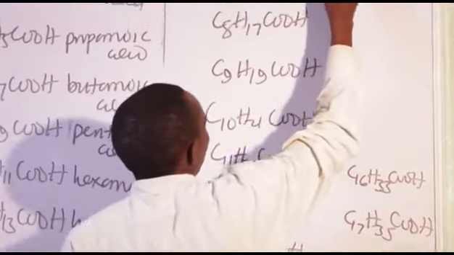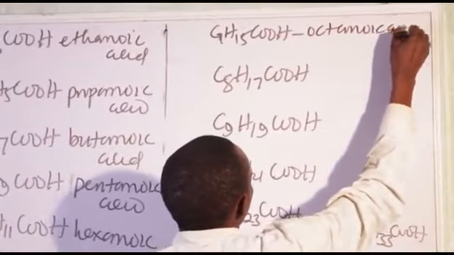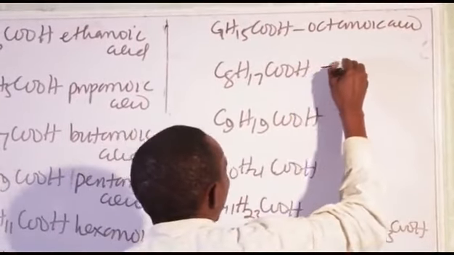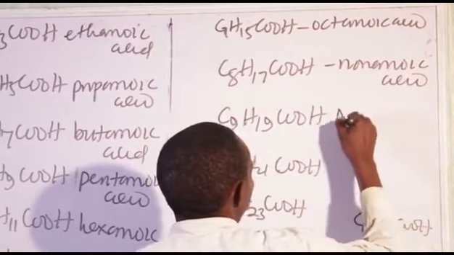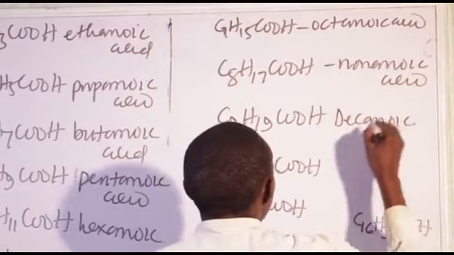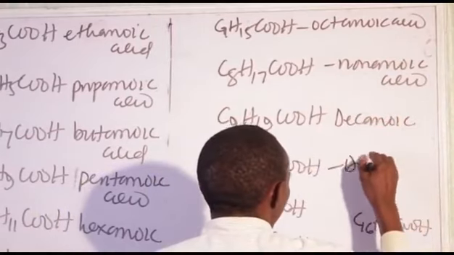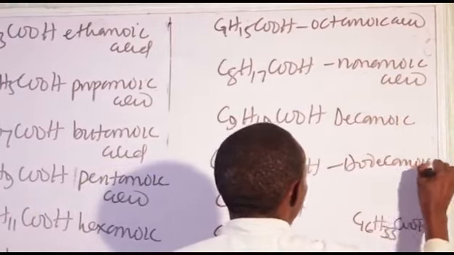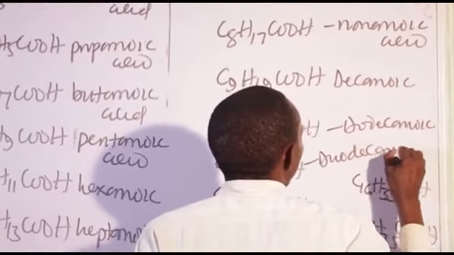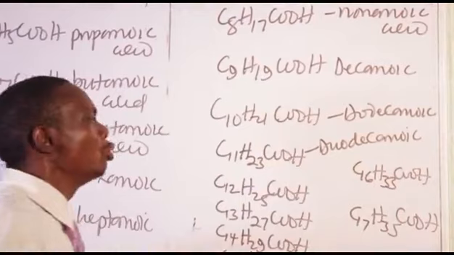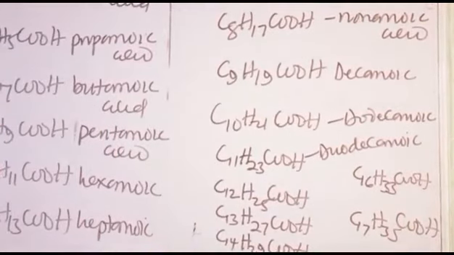Octanoic acid, like I've said. This is our nonanoic acid. This is our decanoic acid. This is undecanoic, and this is dodecanoic. Higher members are used; they have their relevance in chemistry.